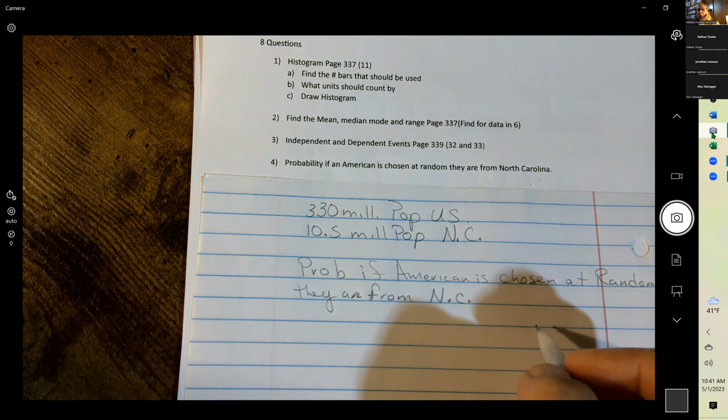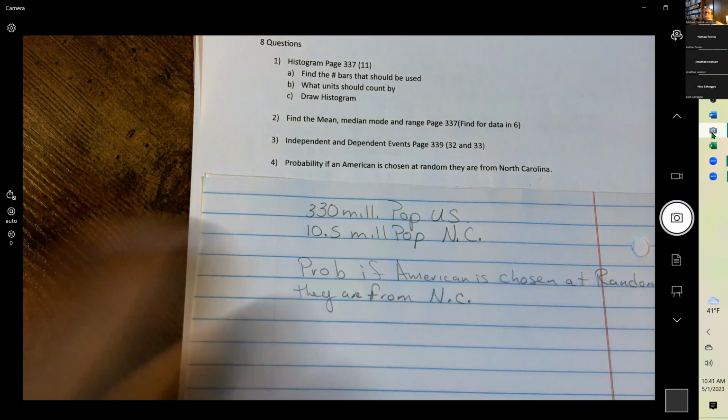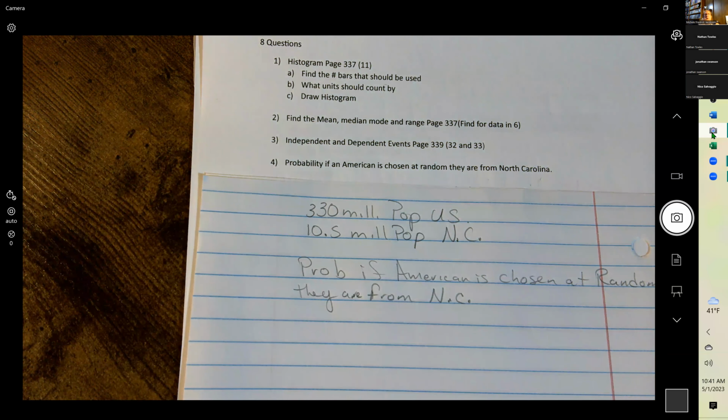Divide them. Remember, probability is how many your total is in the denominator, and then how many possibilities there are for your choice, in this case, North Carolina. So you would take the number of people in North Carolina and divide by the population. We had one similar to this in our attendance problems. It was if you chose someone from the world, what's the probability they were American?